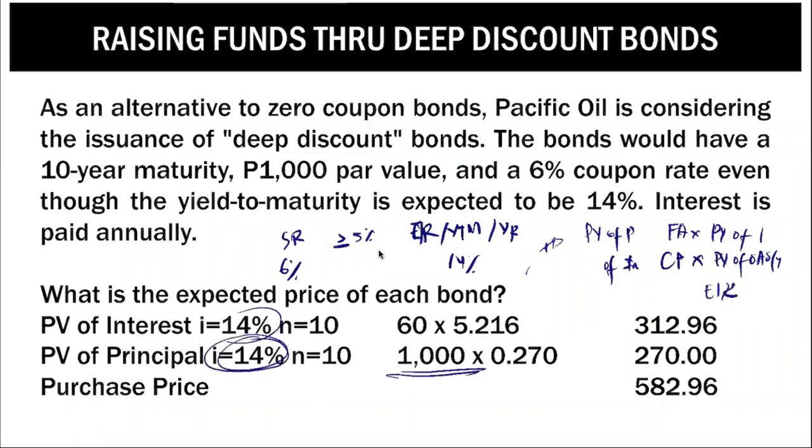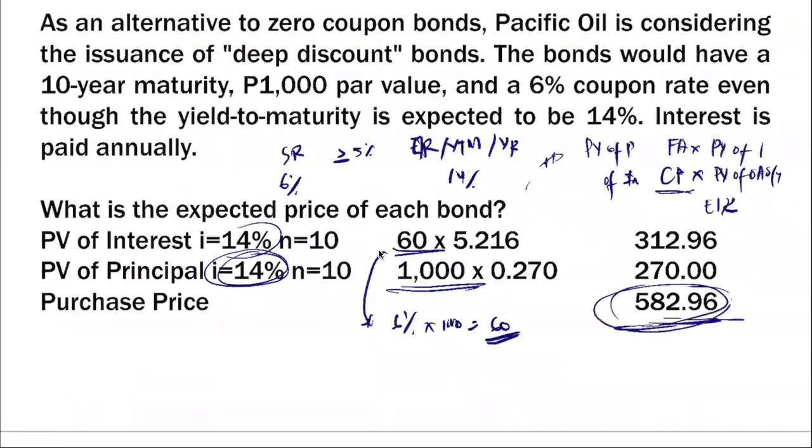Sir, where did we get the 60 amount here in your interest? As I told you, the 60 amount of interest here is based on the coupon payments. So we have here 6%, right? Multiplied by 1,000, that will give us 60. Okay? I know you have finished this one in your financial accounting. So it is quite repetitive now as to the computation of the price of your bonds. But I hope that even if it is repetitive, it could also help you in knowing how to raise your amounts for the bonds. So our purchase price is 582.96. So our issue price is 582.96.